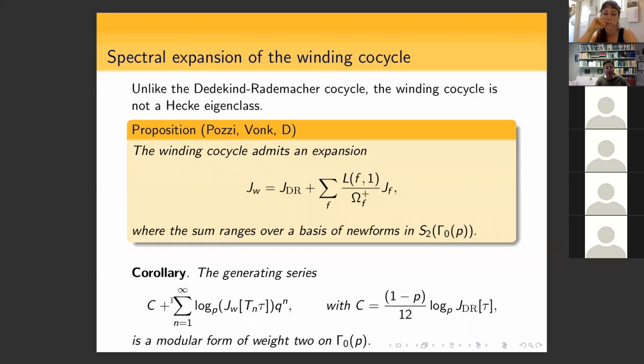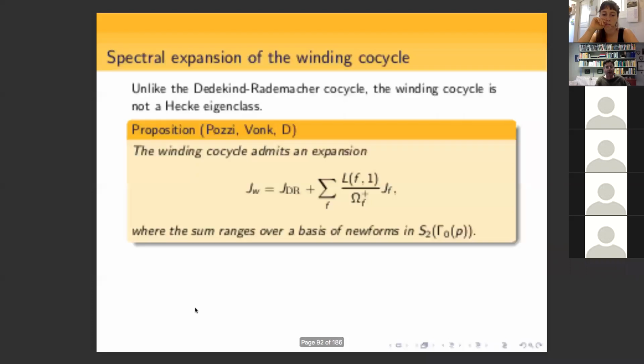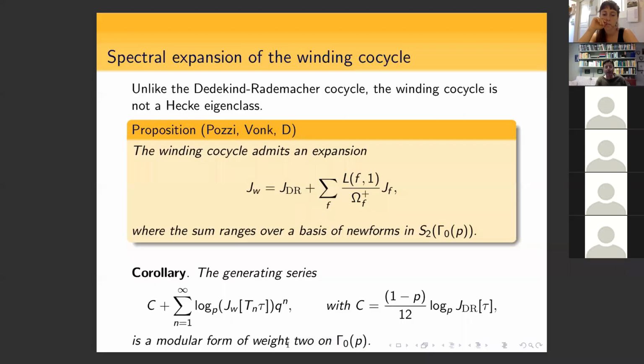I can look at this formal generating series. Then I get a modular form of weight 2 on gamma naught of p with a very precise value of the constant. The constant has to be the value of the Dedekind Rademacher cocycle at tau, or rather its p-adic logarithm, times a simple rational factor. So therefore, we've interpreted the value of the Dedekind Rademacher cocycle in terms of a modular generating series.